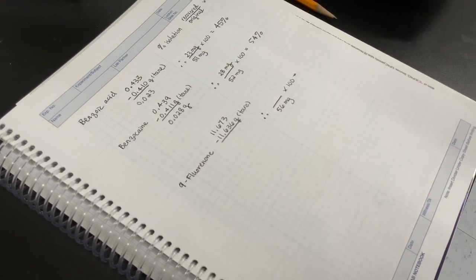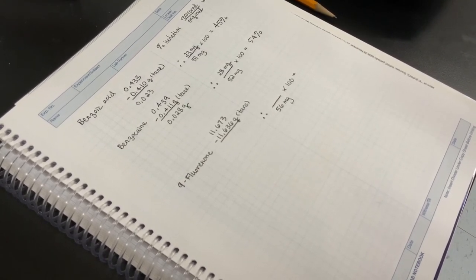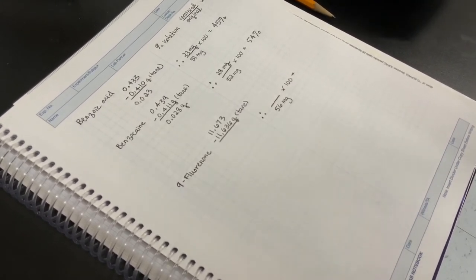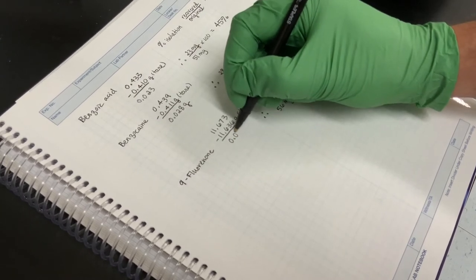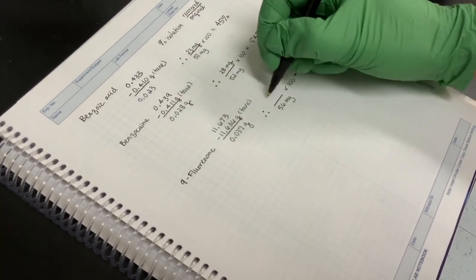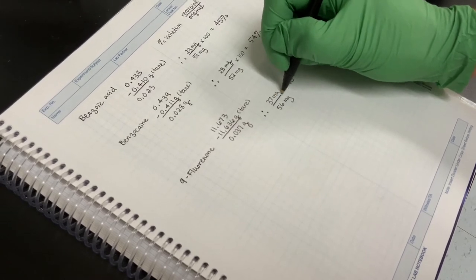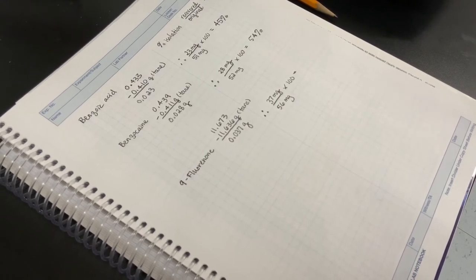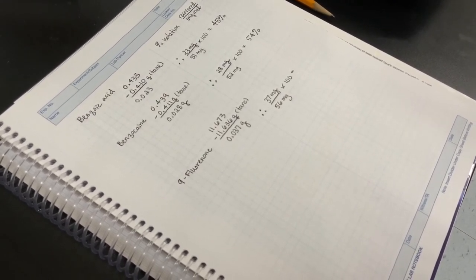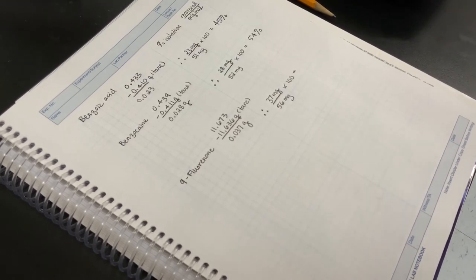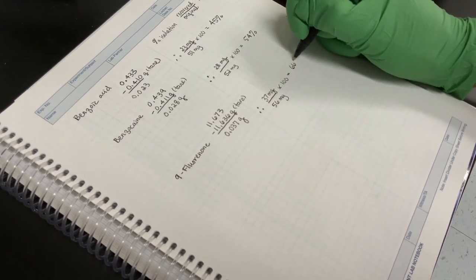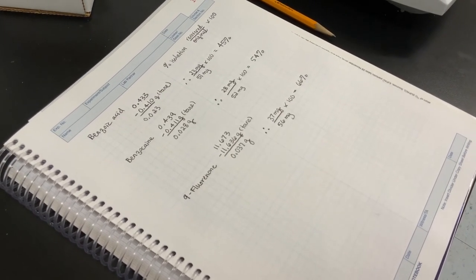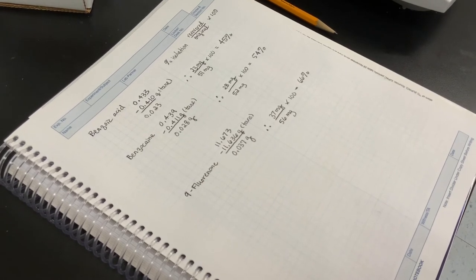And then now lastly for the fluorenone, we've got 11.636 was the tare weight of our culture tube, and we just weighed out 11.673 minus 11.636 is 0.037 grams, which is 37 milligrams. So that divided by 56 milligrams, so 37 over 56 is 0.66 times 100 is 66%. All right, so it looks like we did the best at recovering our 9-fluorenone, which perhaps is unsurprising because we never really had to do much to the organic layer except maintain its existence.